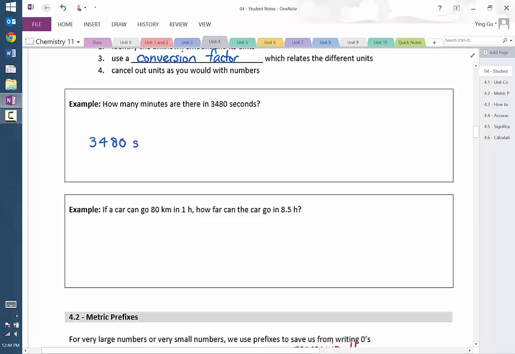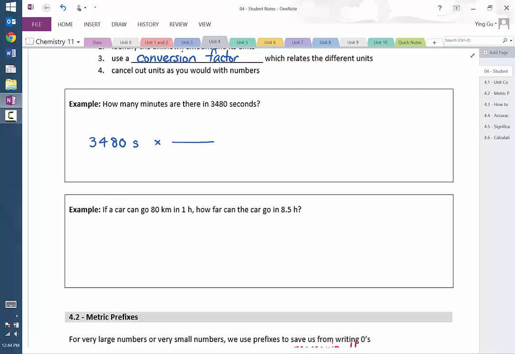We write the seconds down. Then we apply the conversion factor. Now, conversion factor is in the form of a fraction, and it converts the unit, and at the same time, it relates the unit to the one you want. In this case, the relationship we want to look at is minutes and seconds. What is the relationship between a minute and a second? Well, in 1 minute, there are 60 seconds.